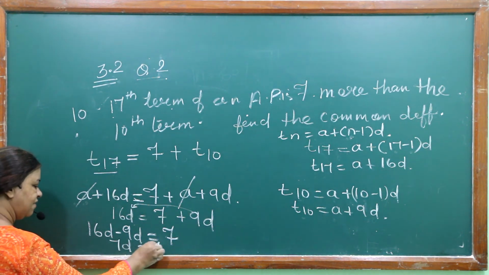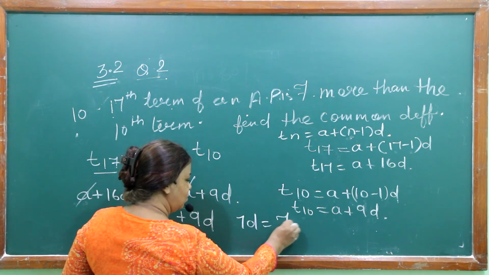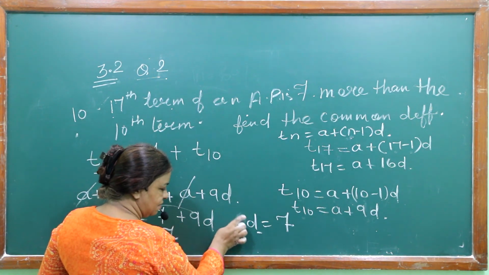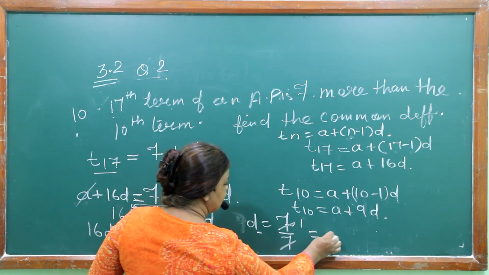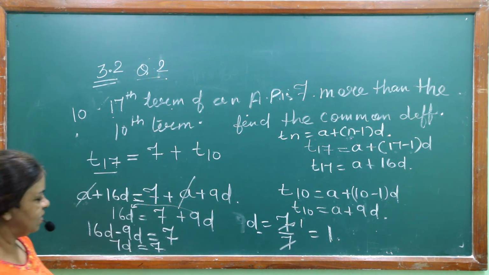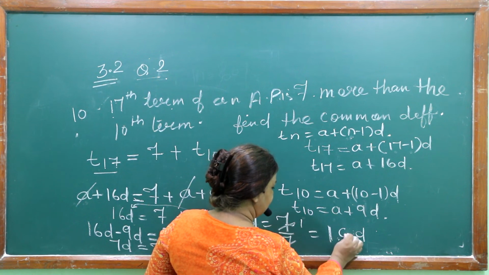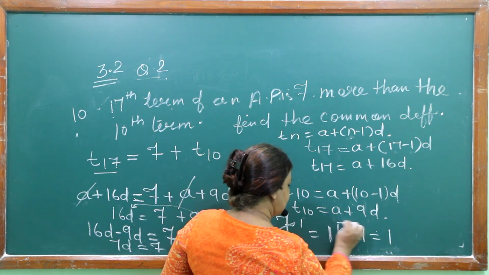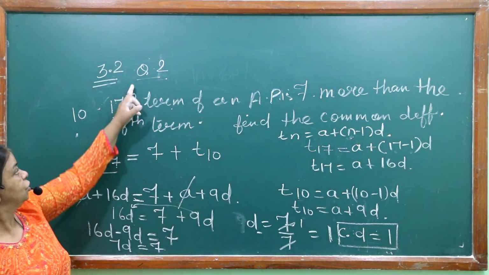7D is equal to 7. To get the value of D, I'll divide by 7; 7 and 7 get cancelled. So D is equal to 1. So what is the common difference? The common difference is 1. So we got the common difference as 1, and we are done with exercise 3.2.